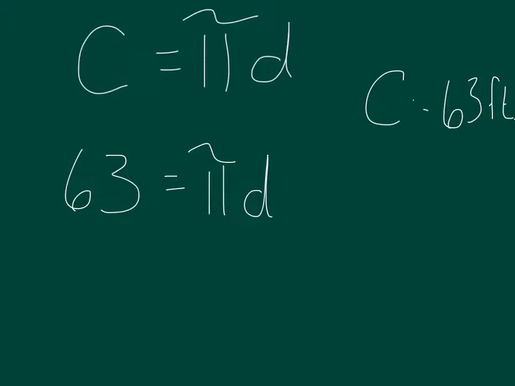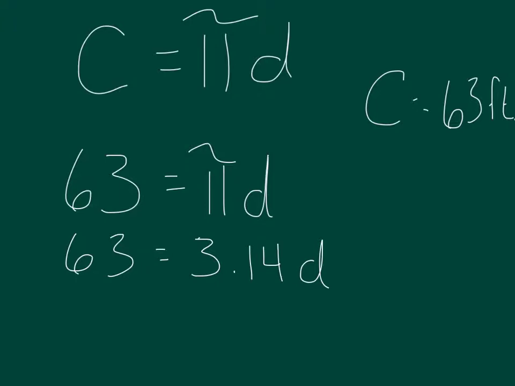Here is the issue. What does pi stand for? What does it mean? So yes, pi stands for 3.14. So we can just write it as the actual number. So 63 equals 3.14 d. Guess what we can do?